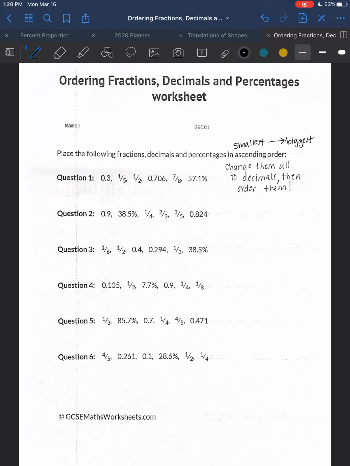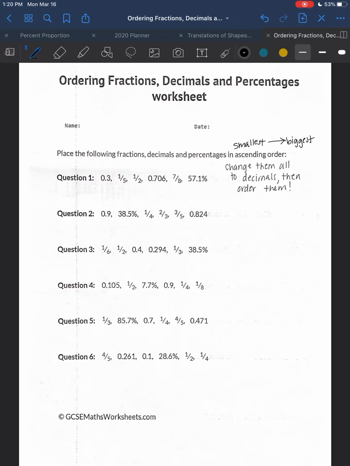Okay, so today we'll be doing ordering fractions, decimals, and percentages. It says place the following fractions, decimals, and percentages in ascending order. So that means from smallest to biggest. Now, in order to do that, we have to make them all look the same. We can't compare them if they don't all look the same.